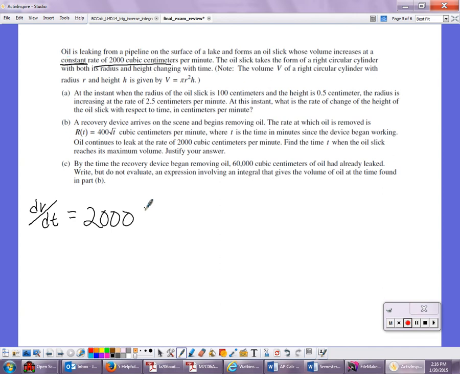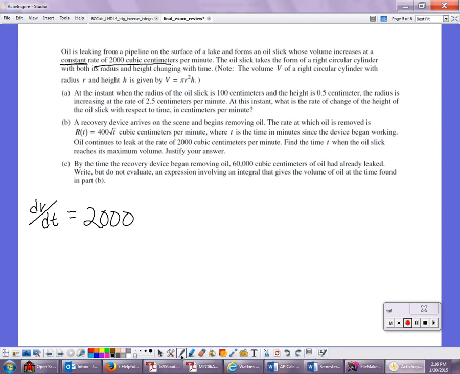A lot of people put dV/dt equals 2,000t. That would be saying that this rate of change in the volume varies with the time. So the more time, the faster this rate. The rate will be increasing. But that's not what it says. It says it's constant. It's 2,000 throughout this whole time period. The cylinder is increasing at a rate of 2,000 cubic centimeters per minute.